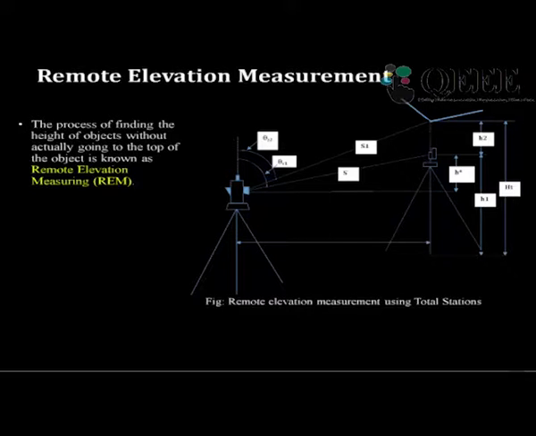For this, you are measuring two angles. One is the angle theta Z1. As I told, in total station the vertical zero is at the top, so from here only you are measuring the angles. So that is theta Z1, and Z1 and Z2 are the zenith angles, and S is the slope distance, and HT, that height, is the height which we want to calculate now.